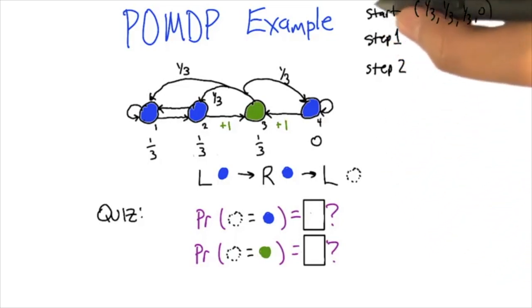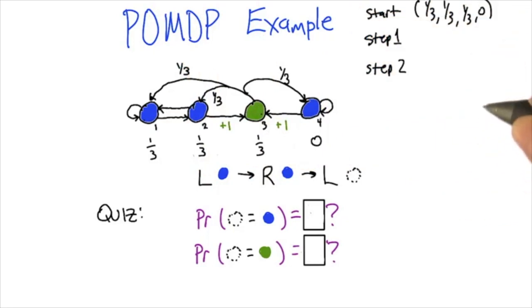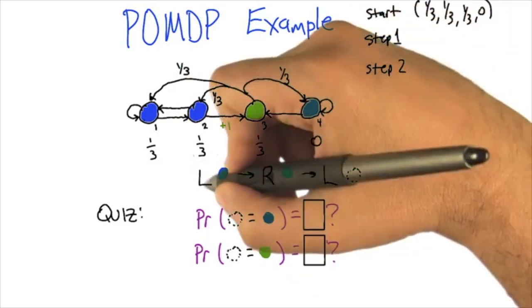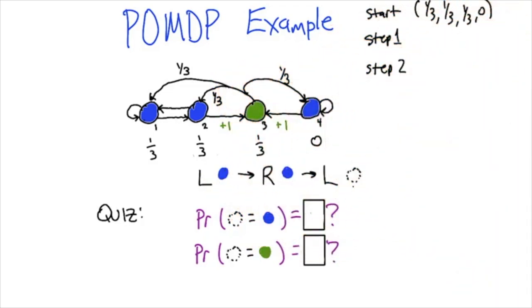So the claim here is that let's say that for whatever reason, we know that we've started off in states 1, 2, or 3 with equal probability, a third, and we're definitely not starting off in state 4. Then we go left, see blue, go right, see blue, go left. What's the probability of what we see after that? This time, this actually does have an answer. And the question is whether or not it matches the answer that you gave or if it's something else.